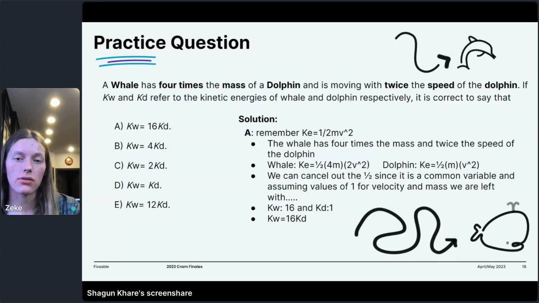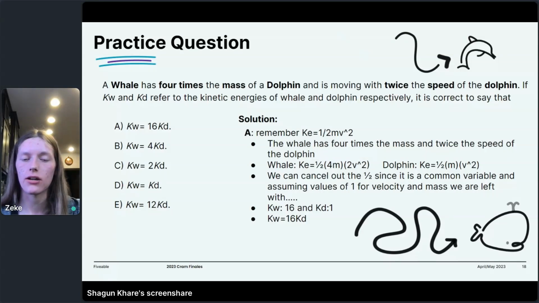We can cancel out the 1/2 since it's common to both equations. Since they both have the same thing, we don't need to keep it when we're solving. Then we assumed values of 1. This is what I was saying: just plug in a number to get an answer. You don't have to know the exact mass, because we already have a ratio of 4 mass to 1 mass and 2 velocity to 1 velocity.